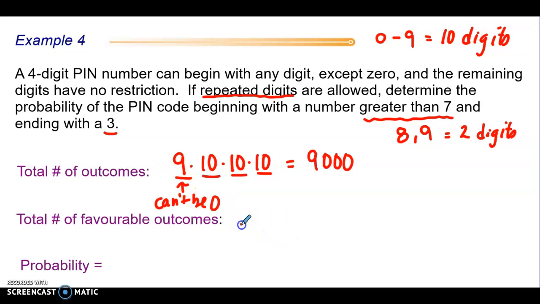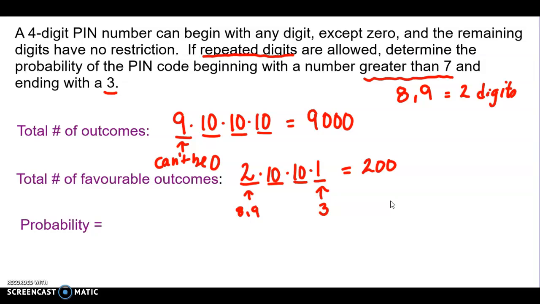So let's take a look at those favorable outcomes. We need a 4-digit code. This first number can be an 8 or 9, so there are only 2 choices. The last number must be a 3. There's only one way to fill that space. And again, digits can be repeated. There are 10 choices for the second digit and 10 choices for the third. If we multiply all of those choices together, there are 200 favorable outcomes.